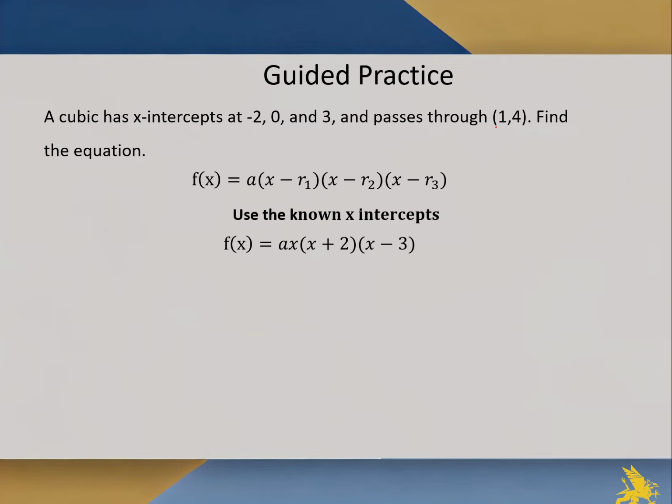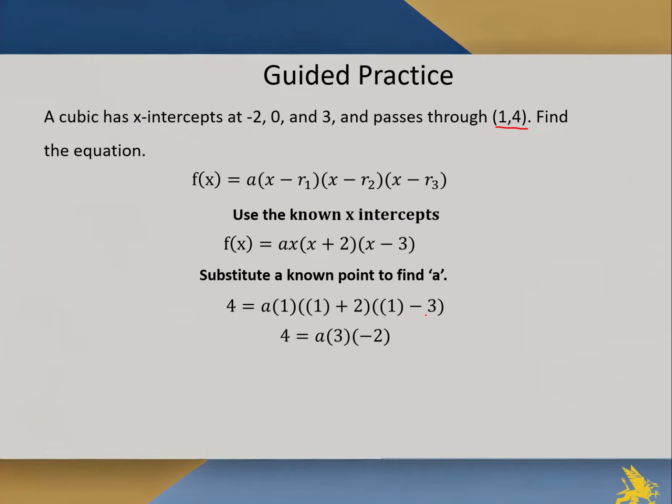Now, the same thing as what we just did. We need to find A. To do that, we need to substitute a point in to find out what that is. So I've got 1 and 4. I grab that and I plug it in. As soon as I plug it in, I can then solve it. A times 1 is just A. 1 plus 2 is 3. 1 take away 3 is -2. That gives me -2 times 3 is -6A equals 4. I then get A by itself by dividing by -6, and I get 2 over 3, so -2/3.